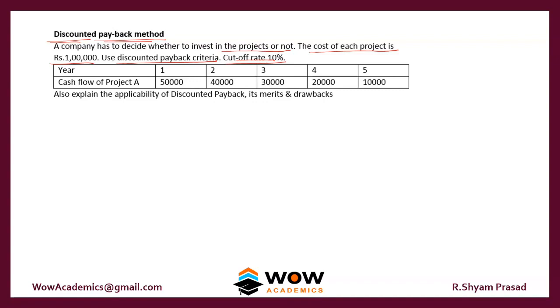So in a discounted problem, they will always give you the cutoff or discount factor or required rate of return, or they will give you the cost of capital. Okay. So these are the other substitute words used for the percentage, but normally there will always be a percentage, and that percentage is the discount factor. So we'll do the sum.